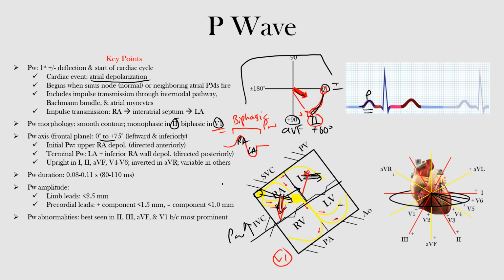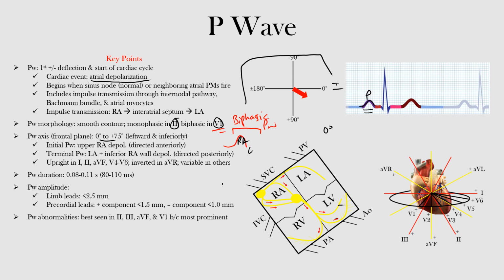We said the initial portion of the P wave represents the upper right atrium being depolarized, and because of that, it's heading anteriorly. So the first vector is heading this way, anteriorly towards V1, and that's why we see that upright P wave in V1. Then that terminal P wave represents left atrial depolarization as well as the inferior portions of the right atrium being depolarized, and it heads posteriorly, so away from V1, and that's why we see that negative terminal portion in V1.